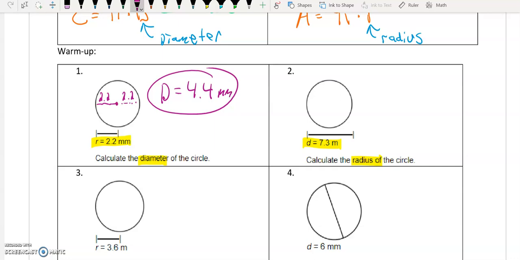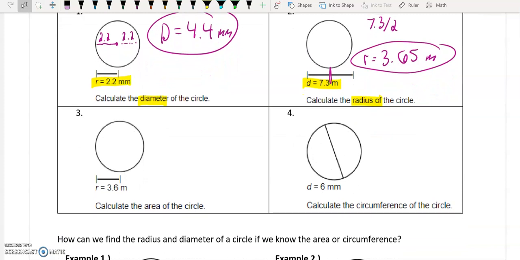In the second problem, they give you diameter, which is the whole thing, but they're asking you for radius. So they really just want half of that measurement. We want to take 7.3 and divide it by 2. That should give us 3.65 as our radius, and I'll put meters on there because that is our units.